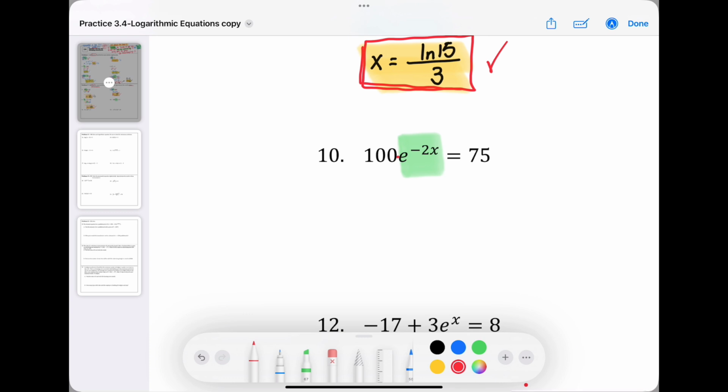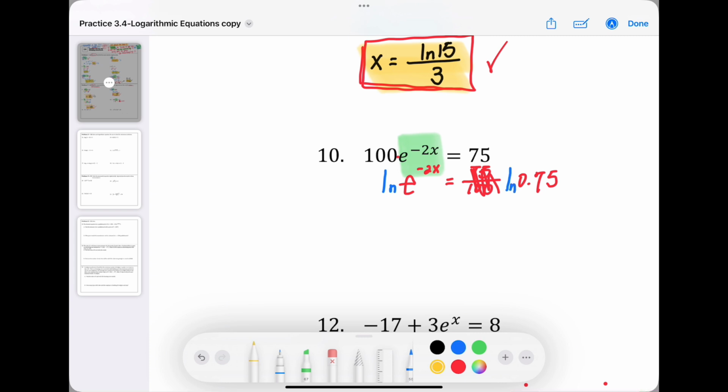I don't like to see the 100 extra, so times 100, the opposite will be divide. So we get e to the negative 2x is equal to, both sides divide, 75 divided by 100. So far so good. You may say that, Ms. O, housekeeping: 75 divided by 100 is just 0.75. Very good. So now you know that my trouble is the exponential function.